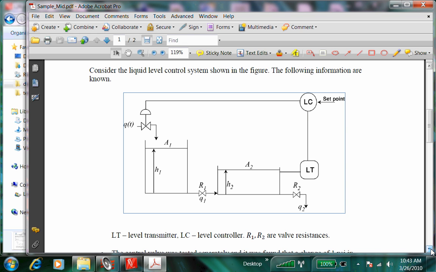So, what is the measured variable? There's a level transmitter, so that measures the height. Is the height equal to the level? Yeah, the level. The level transmitter measures the height of the liquid. That's the measured variable. The manipulated variable is what the controller will manipulate, so that will be the valve that manipulates the flow rate. That's the manipulated variable. And the set point is what you set for a level controller.